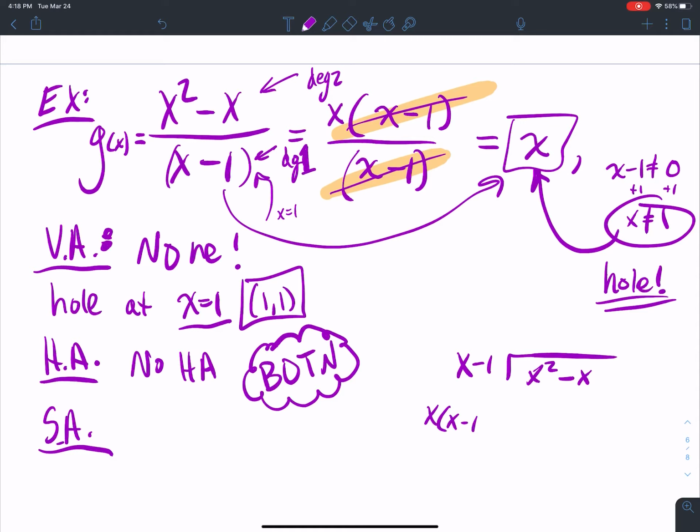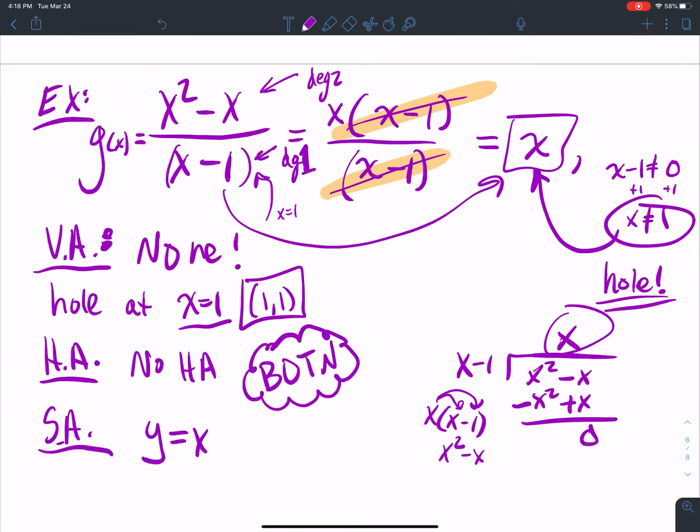X times x minus 1, that's x squared minus x if I distribute. So I put the x here, and I type in x squared minus x, draw a line, change the sign, add those up, I get 0 remainder. So my answer is just x. So y equals x is my slant asymptote.